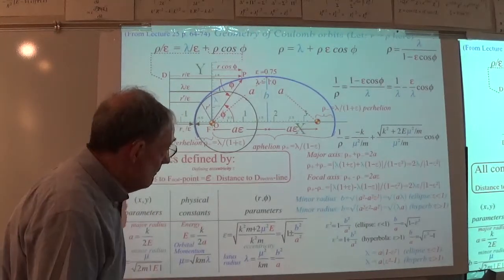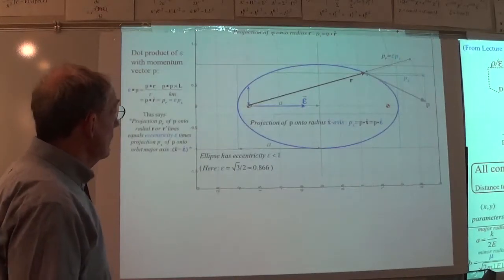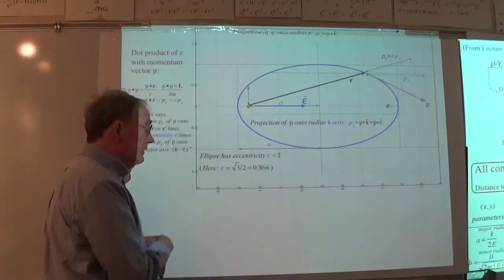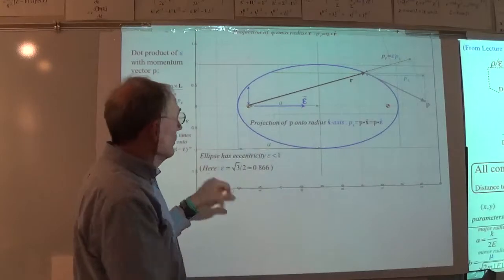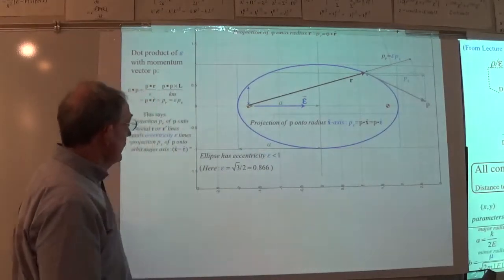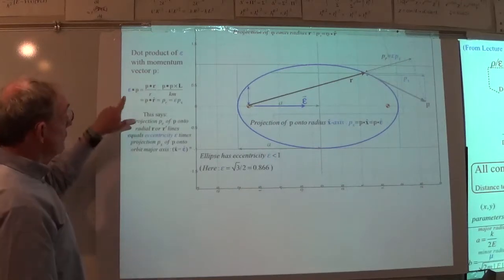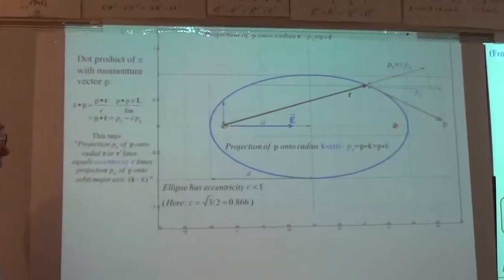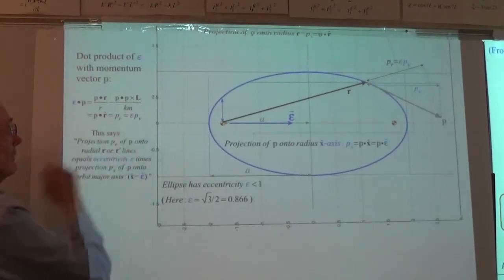Okay. Anyway, let's go ahead and see what happens if I carefully graph an ellipse that has an eccentricity of the square root of 3/2, which I chose because it looked nice. 0.866. And let's make use of the other scalar product, epsilon dotted with momentum. It helps us to see that.